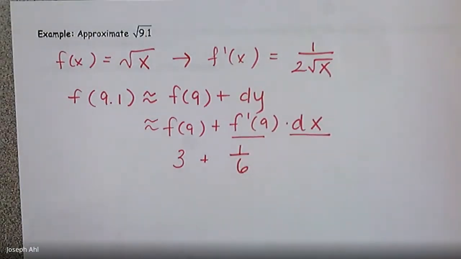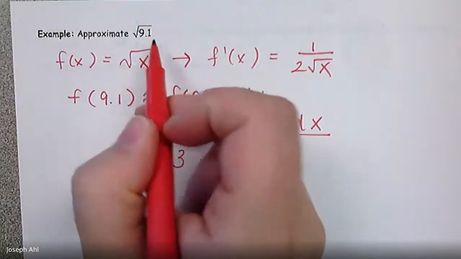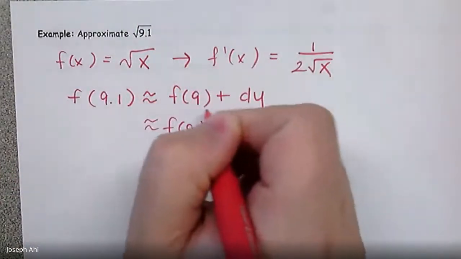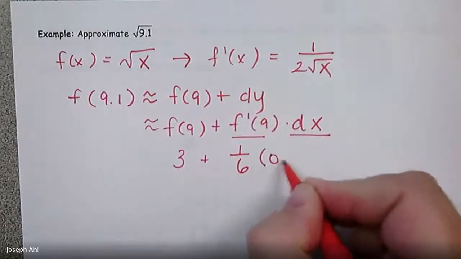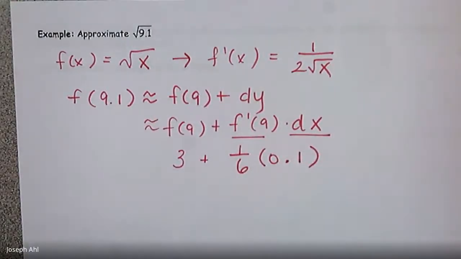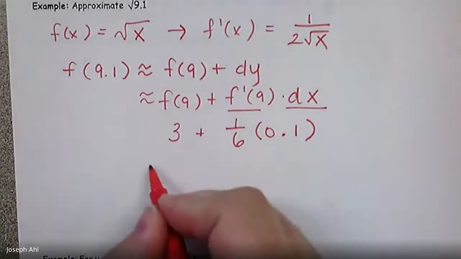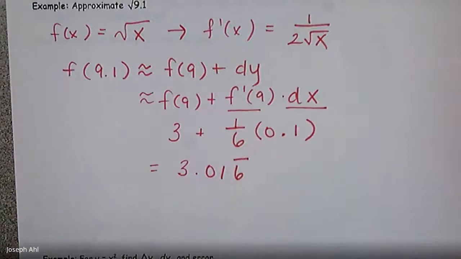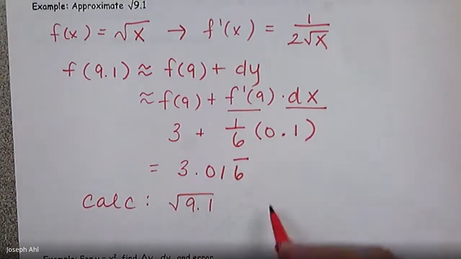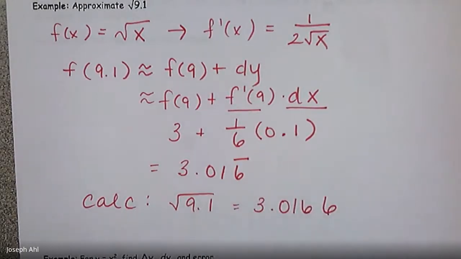Times our dx. And what's dx in this case? Well, since we're doing this at 9, 9.1 is 1 above that. So your dx is a positive 0.1 for our approximation. And this turns out to be 3.016 repeating. And lo and behold, on the calculator, the square root of 9.1 is just about 3.0166. So it's a really nice approximation.